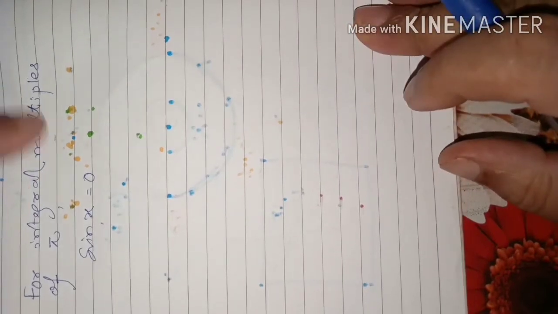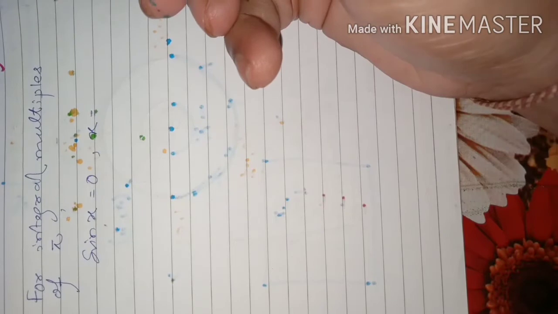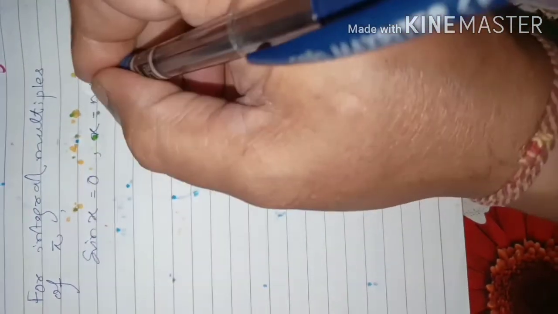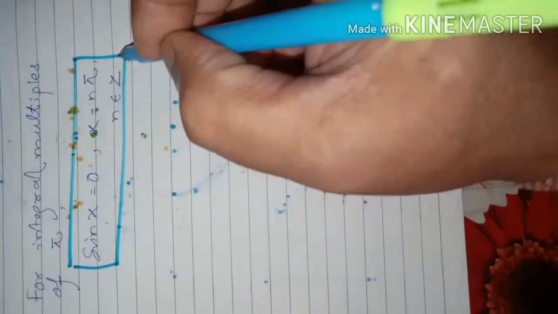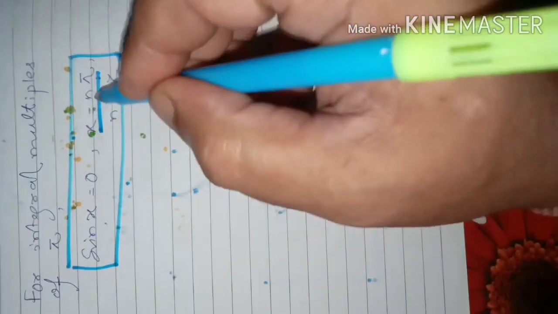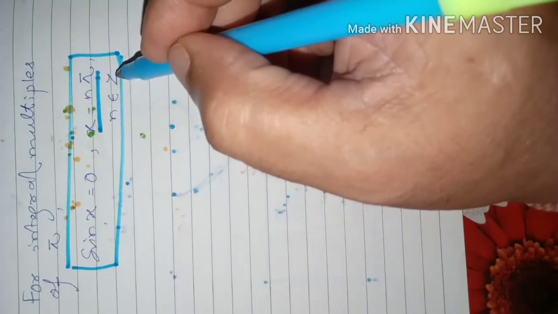So for integral multiples of pi, sin x is always 0. Here x stands for an integral multiple of pi, n pi, where n represents any integer. Remember this point, students: sin x is 0 for all x equal to n pi, where n stands for any integer, positive or negative.